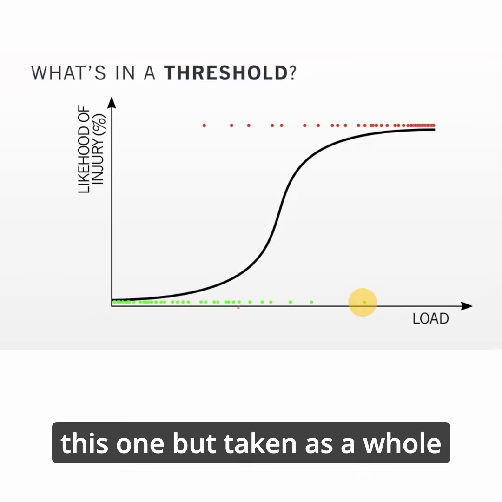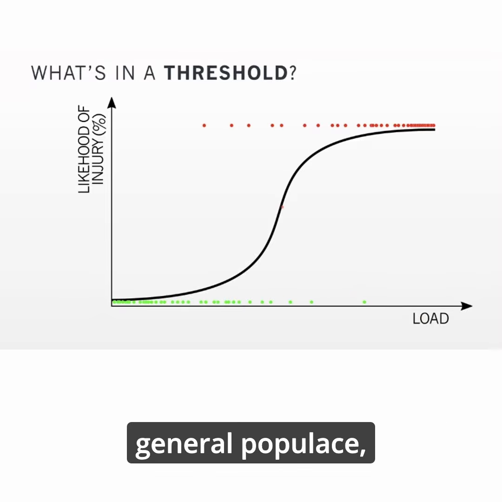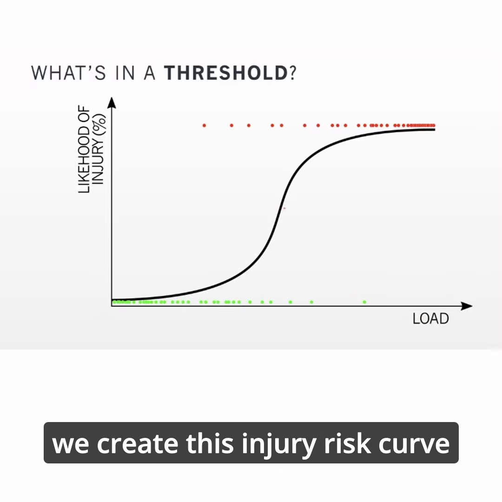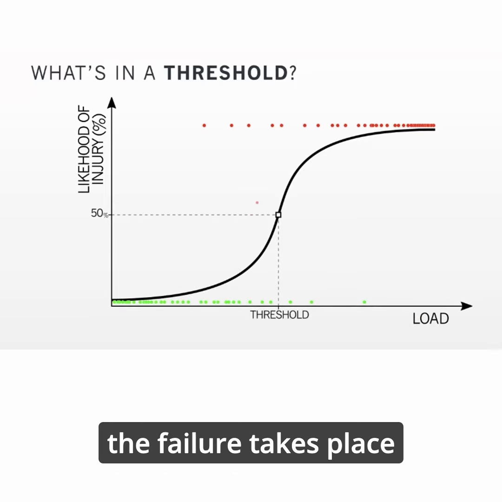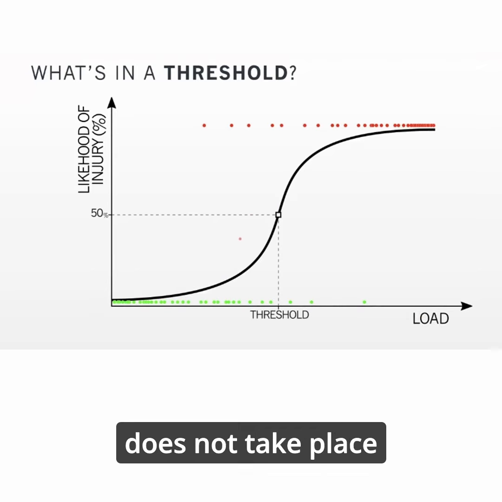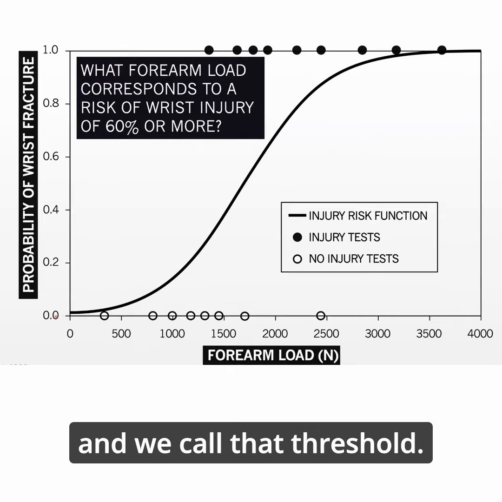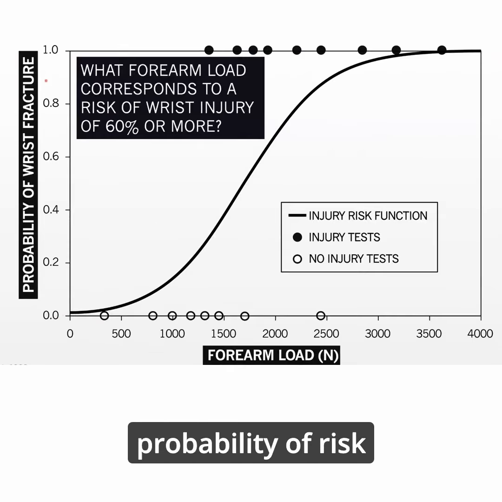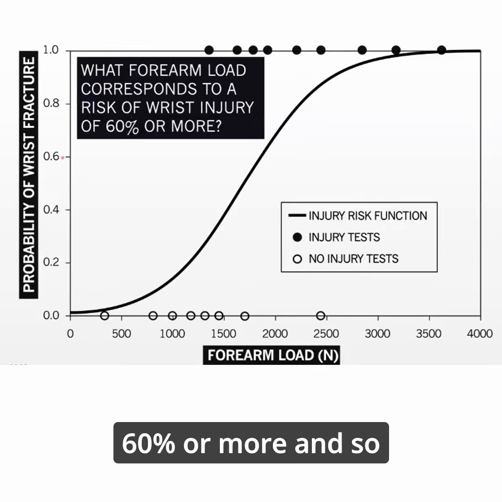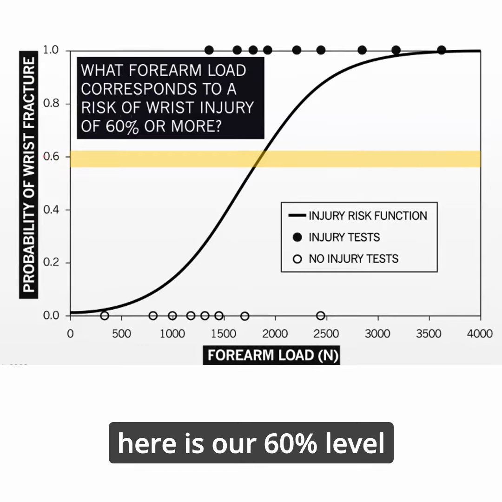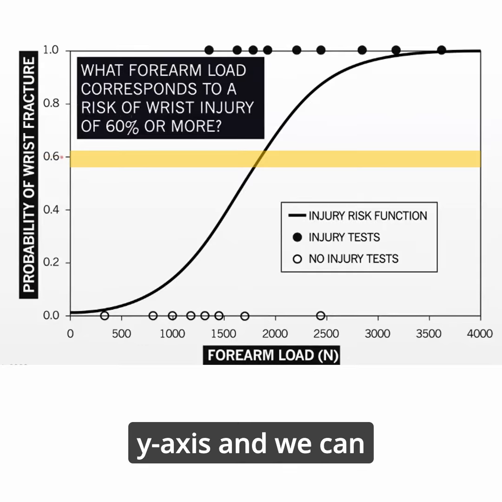But taken as a whole, when we're going to apply this to a general populace, we create this injury risk curve and we say, look, 50% is where we're going to assume the failure takes place or the failure does not take place. And we call that threshold. So here we've got our probability of risk fracture, which is what the question is asking. It's 60% or more. And so here's our 60% level on our y-axis.